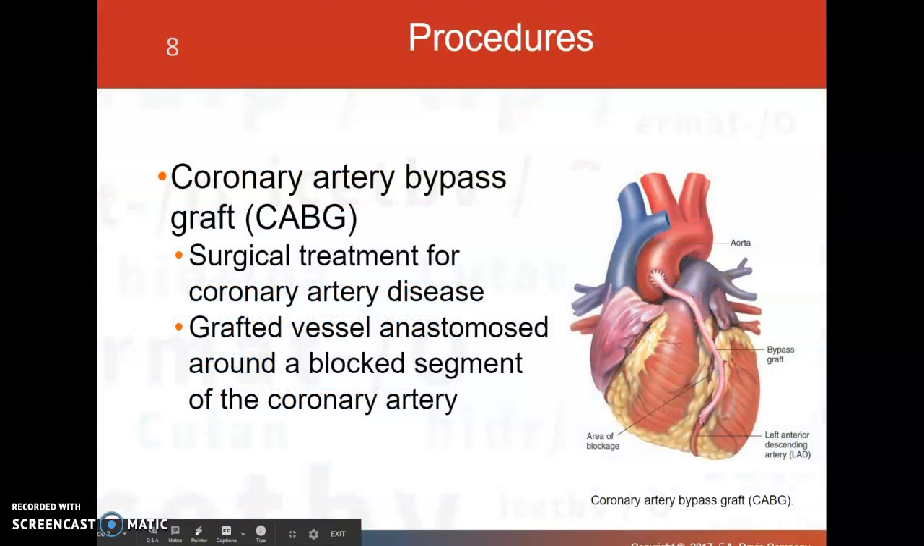First procedure we're going to talk about is coronary artery bypass graft, which some people would just refer to as CABG. It's a surgical treatment for coronary artery disease, a grafted vessel anastomosed around a blocked segment of a coronary artery. So you can see that pink says bypass graft. That artery is probably taken from somewhere like the leg and moved up here and makes a nice open vessel for blood to move because that other coronary artery is clogged. That's when they do the open heart surgery, that's what they do.